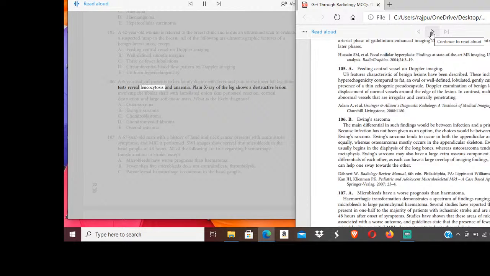106. A 6-year-old girl presents to her family doctor with fever and pain in the lower left leg. Blood tests reveal leukocytosis and anemia. Plain X-ray of the leg shows a destructive lesion involving the fibular shaft with lamellated onion skin periosteal reaction, cortical destruction, and large soft tissue mass. What is the likely diagnosis? A. Osteosarcoma B. Ewing sarcoma C. Chondroblastoma D. Chondromyxoid fibroma E. Osteoid osteoma.